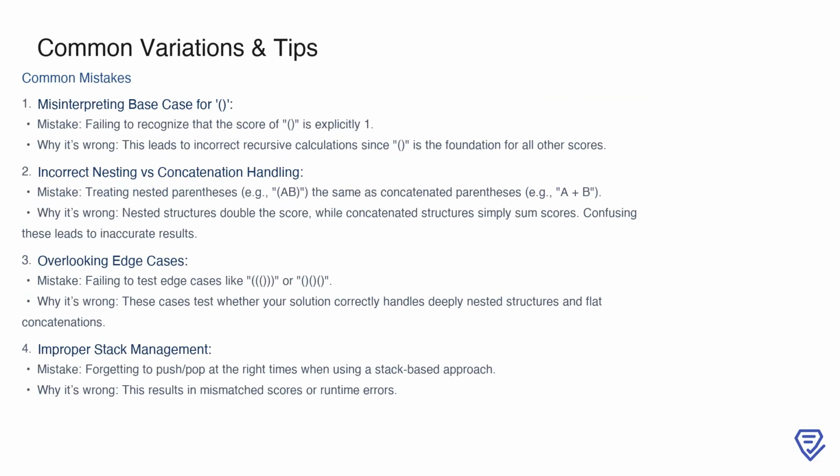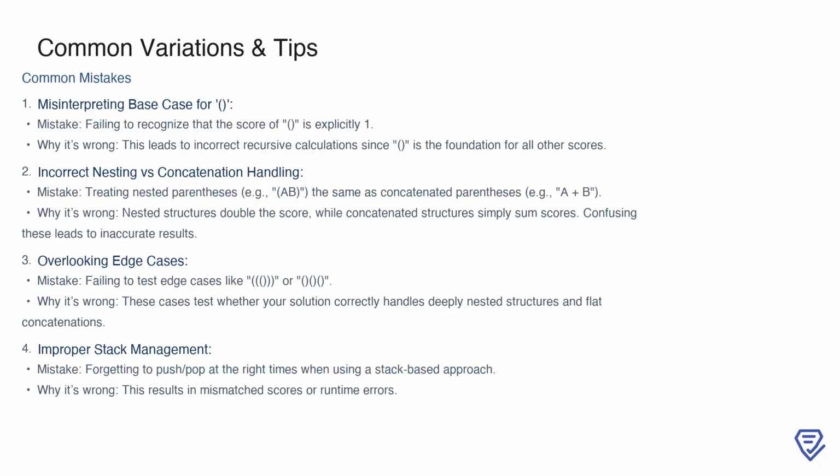Here, we're looking at some common mistakes to avoid when solving the score of parentheses problem. A key issue is misinterpreting the base case, where some might fail to recognize that its score is explicitly 1. This is critical because it serves as the foundation for all calculations, and missing this can throw off your entire solution. Another common pitfall is confusing nested parentheses with concatenated ones. For example, in a nested structure like (A), the score is doubled, whereas concatenated structures like A plus B simply add scores. Mixing these concepts results in incorrect outputs.